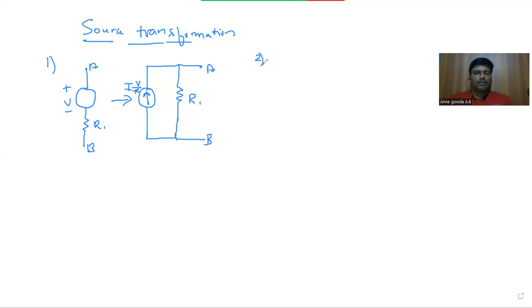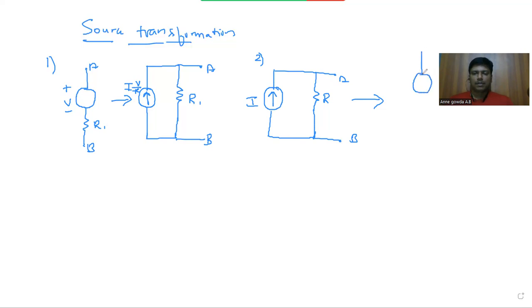Similarly, the second case, how to convert a current source with a parallel resistance R1 across the terminals A and B into an equivalent voltage source V with the same resistance R across the terminals A and B. So V is equal to, through Ohm's law, V is equal to I into R.